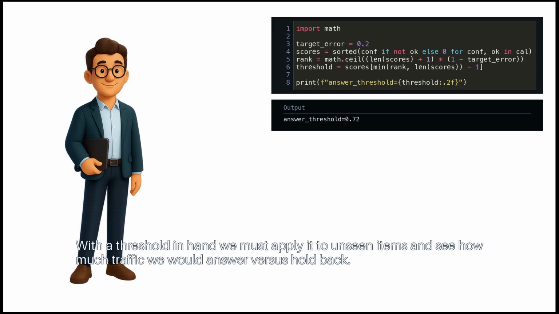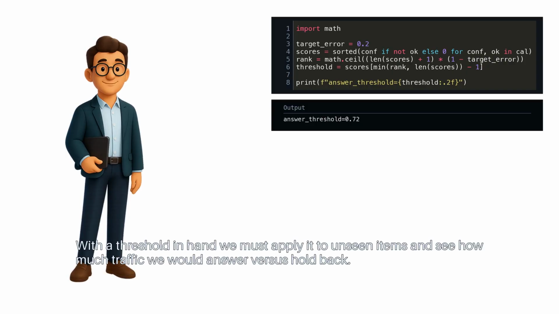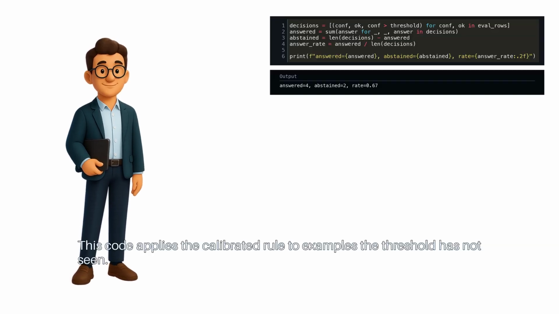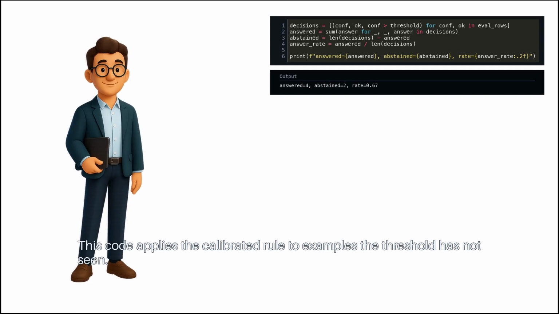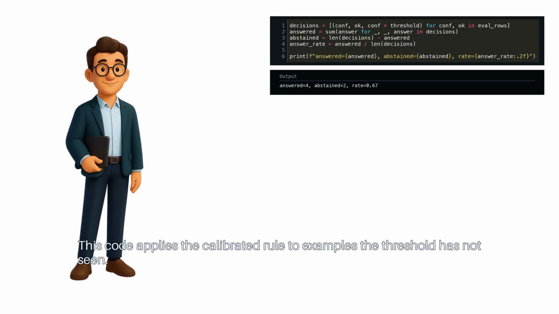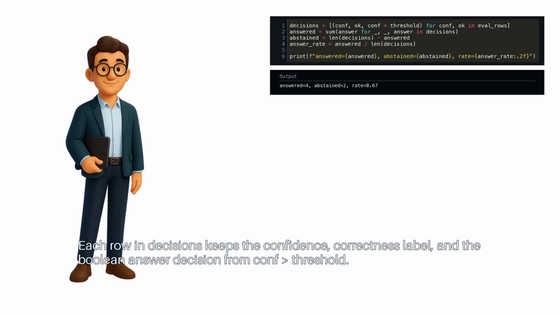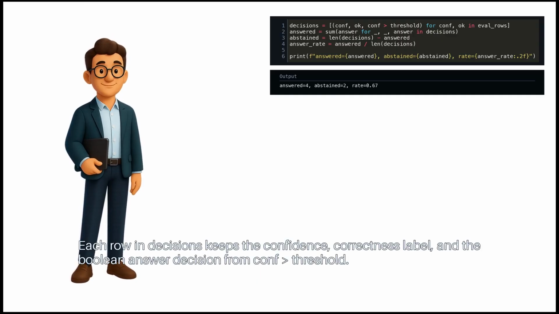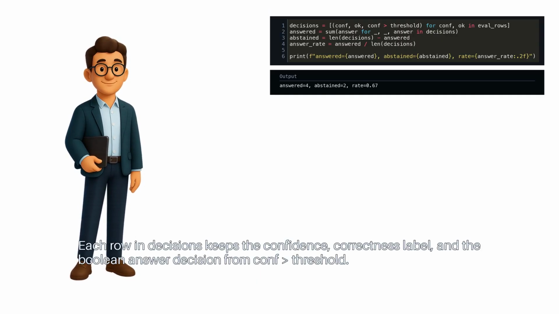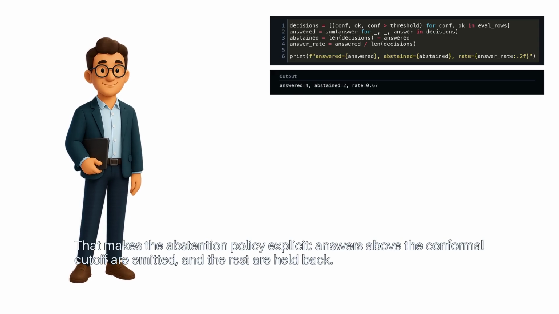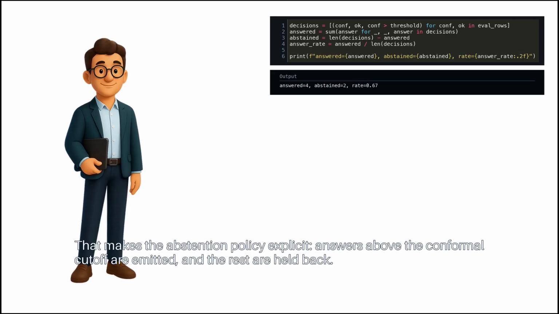With a threshold in hand, we must apply it to unseen items and see how much traffic we would answer versus hold back. This code applies the calibrated rule to examples the threshold has not seen. Each row in decisions keeps the confidence, correctness label, and the Boolean answer decision from conf greater than threshold. That makes the abstention policy explicit. Answers above the conformal cutoff are admitted, and the rest are held back.